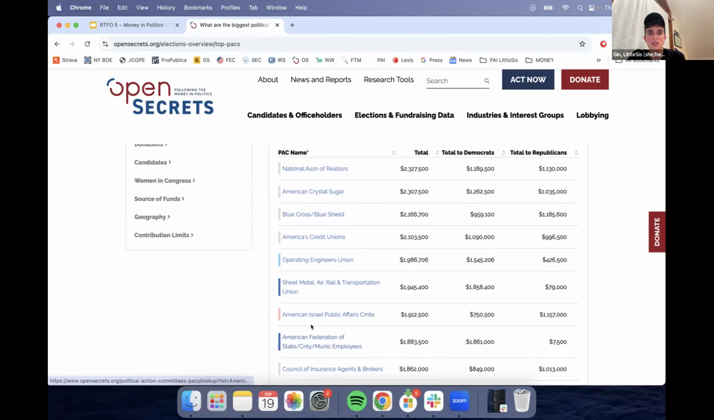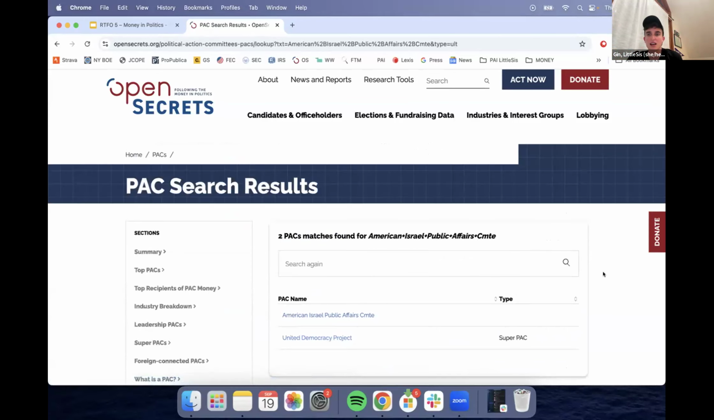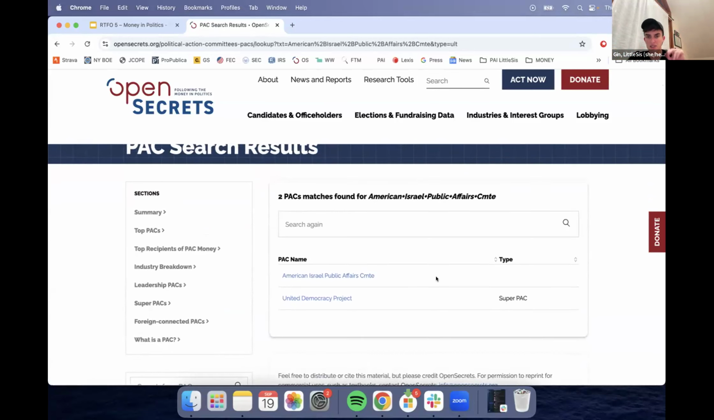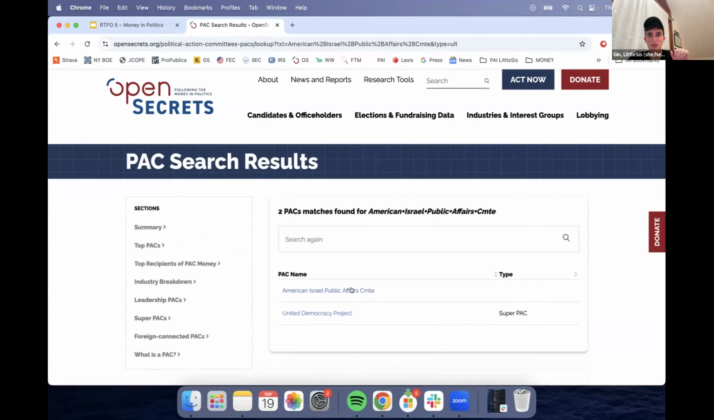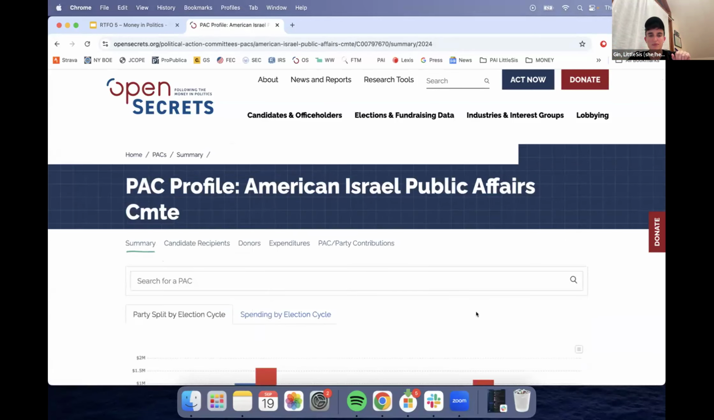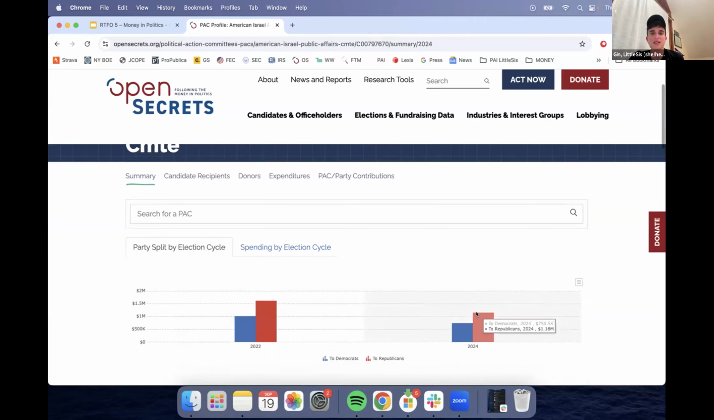I believe someone mentioned AIPAC earlier. We can click on that. So just like with the organizational profiles, the PACs themselves have individual profiles. You can see here, there's two different PACs associated with AIPAC. We're going to click on this main one here. There's the PAC and there's the super PAC.